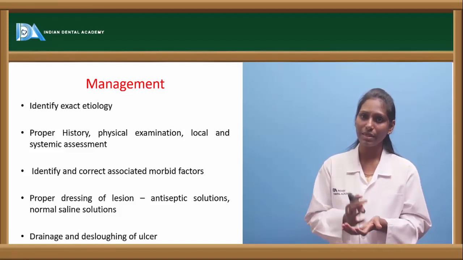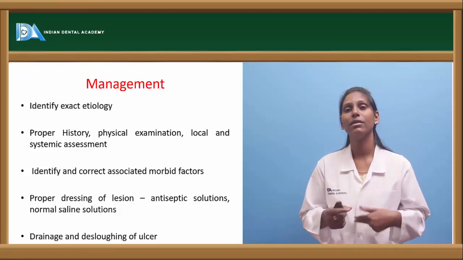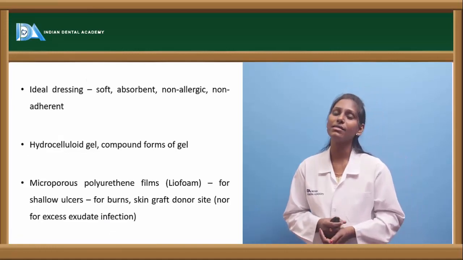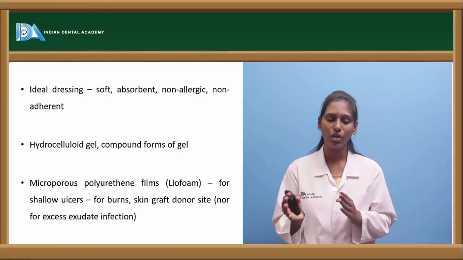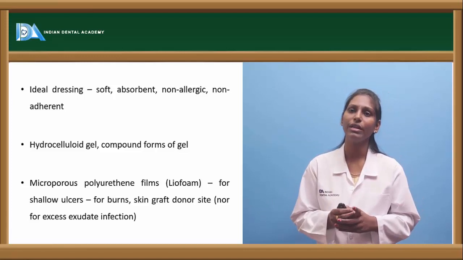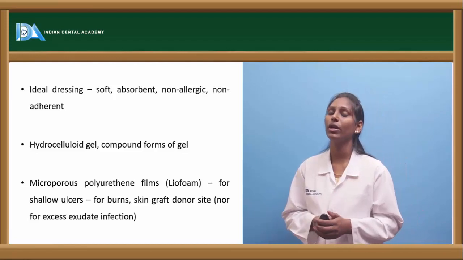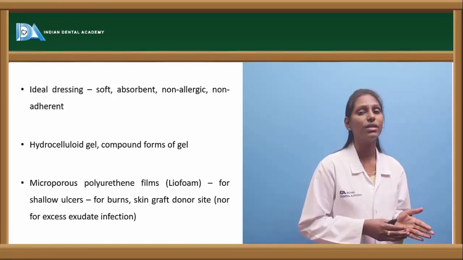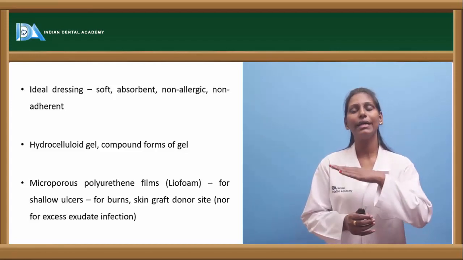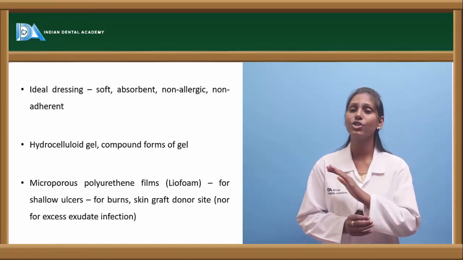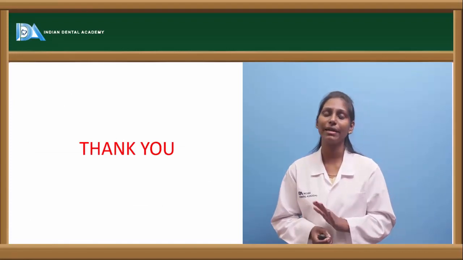In those ulcers, if there is pus, make sure that there is adequate pus drainage. Drainage and de-sloughing of the ulcer promotes better healing. Ideal dressing should always be soft, absorbent, non-allergic and non-adherent. Hydrocolloid gel and compound forms of gel are very useful in treatment of these ulcers. Next, we have microporous polyurethane films, also called Opsite, for shallow ulcers, especially in case of burns and skin graft donor sites. These microporous polyurethane films should not be used in cases of excessive exudate formation. Okay, this is how you manage the ulcers.